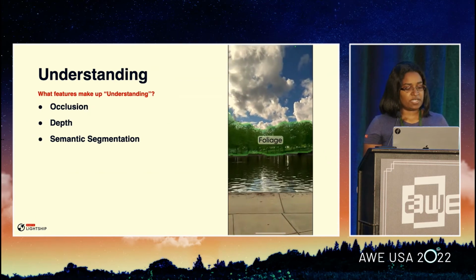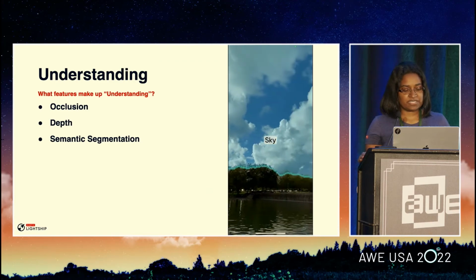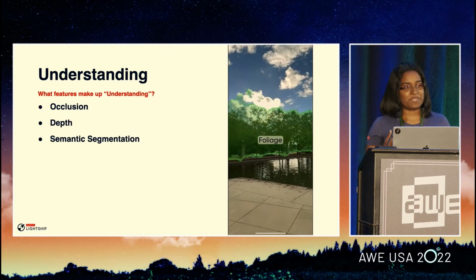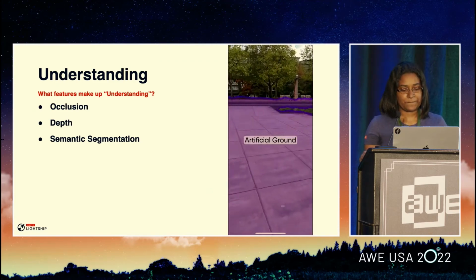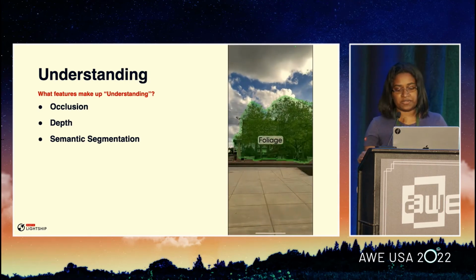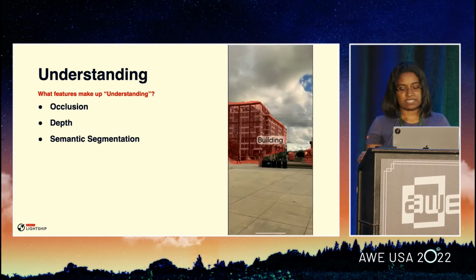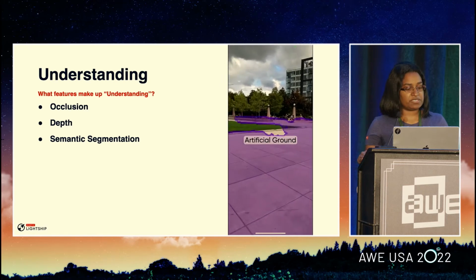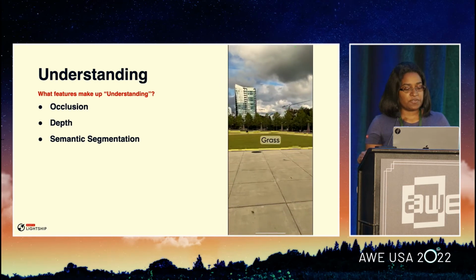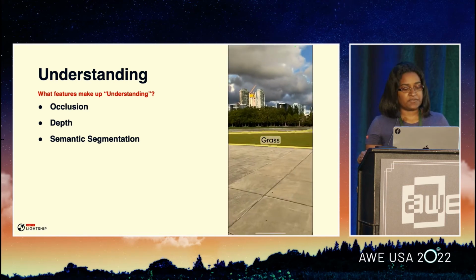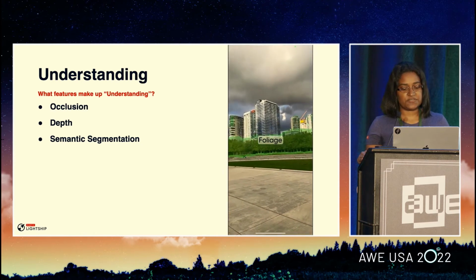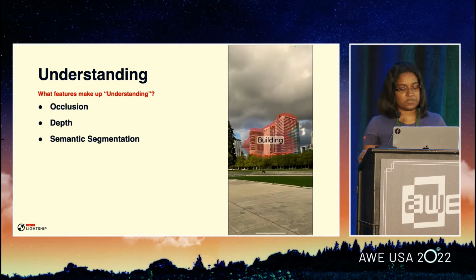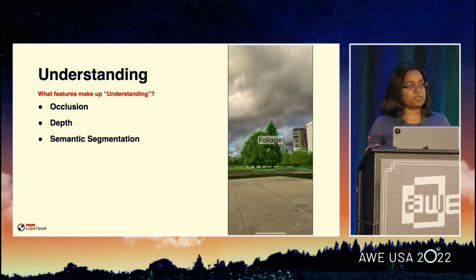Another function of understanding is semantic segmentation, which is personally one of my favorite features of the ARDK. So you can see here in the video that the ARDK is assigning labels to specific regions on the screen. We have a variety of different channels that you can identify with the ARDK, such as foliage, sky, grass, ground, water, and more to come over time.